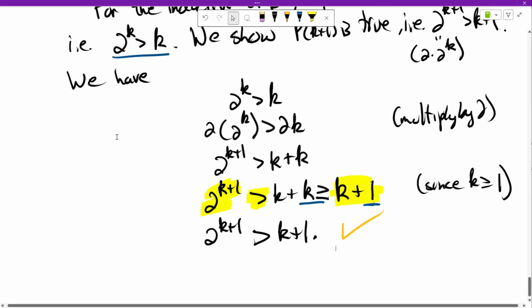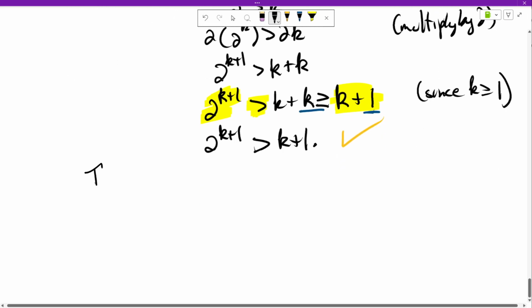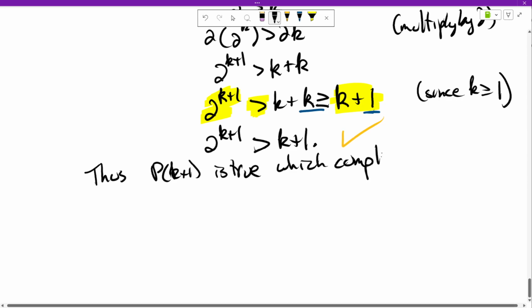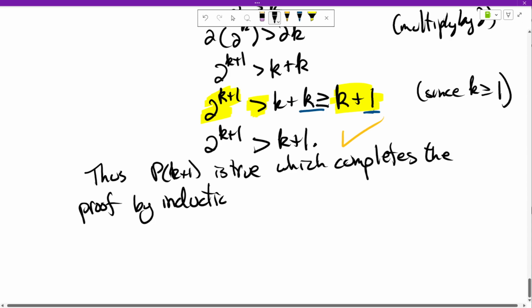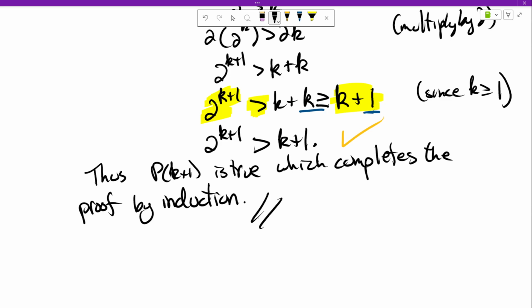So we conclude then that P of k plus 1 is true. And that completes the proof by induction. Now, if you like, you can put a concluding sentence that says something like, by induction, 2 to the k is bigger than k for all k bigger than or equal to 1, or something like that. But I'm just going to say it completes the proof by induction. And then I like to do the 2 slashes, as you probably noticed, but you can do whatever ending symbol you like. You should always put the ending symbol there.